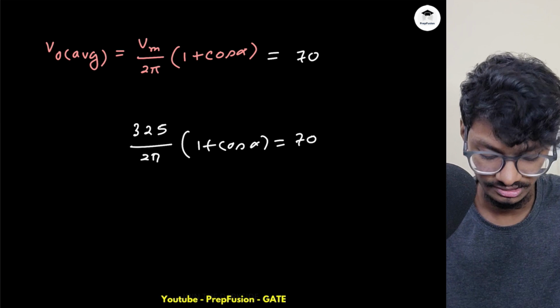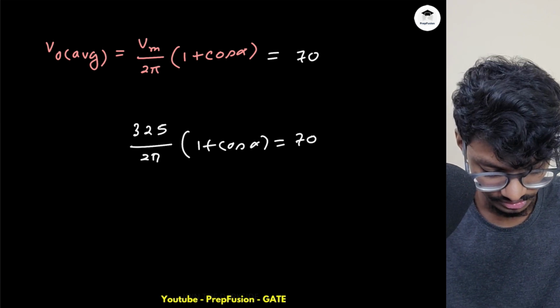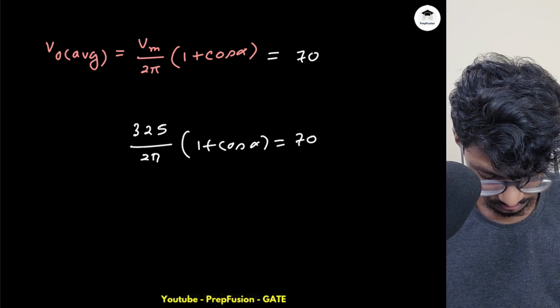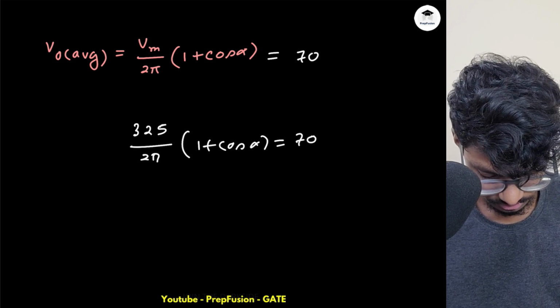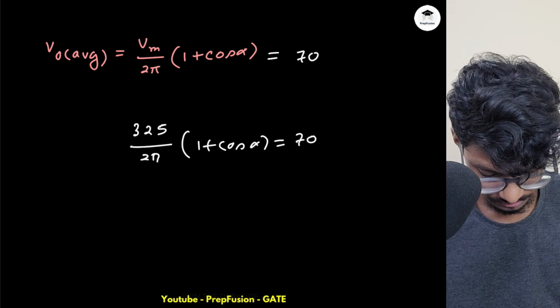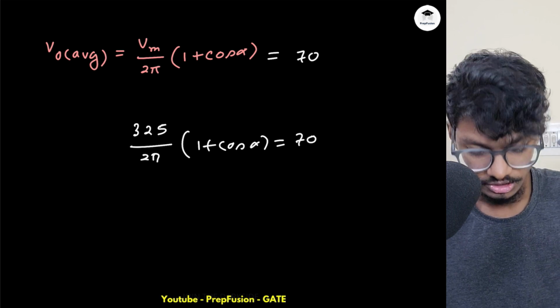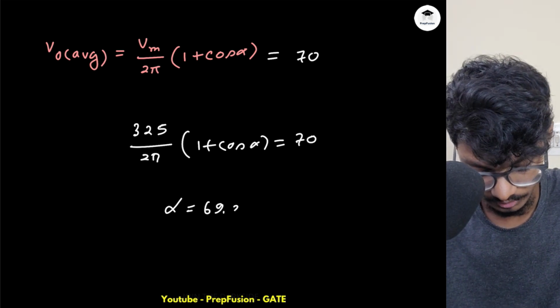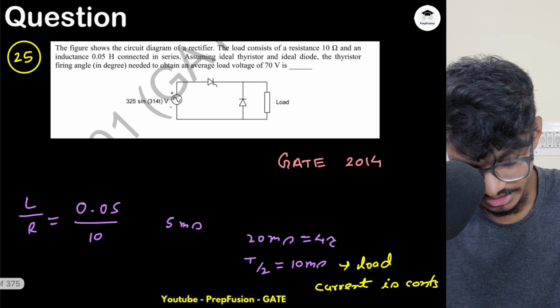So all these are mainly formula based or numerically based questions. Not that much brain you need to use. So divide by 2, divide by pi into 70, subtract by 1, then cos inverse this. So alpha will be 69.31. Now you need to be careful which units they have asked in.